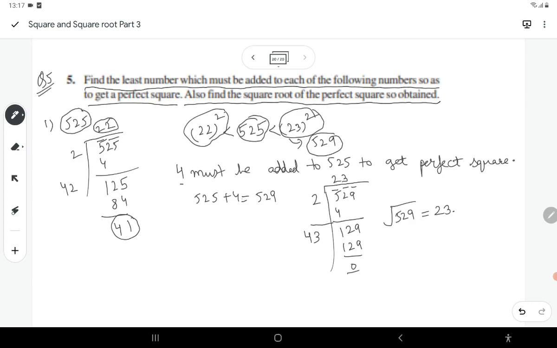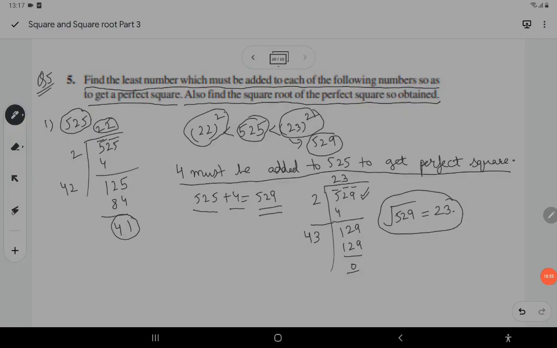So what must be added? 4 must be added to 525 to get a perfect square. So finally 525 plus 4 comes out to be 529. We also have to find the square root of 529, which you can find. So square root of 529 comes out to be equal to 23.